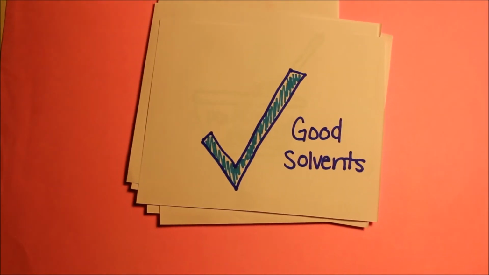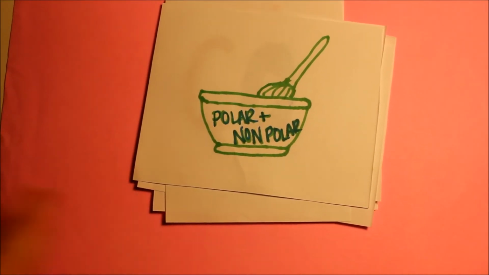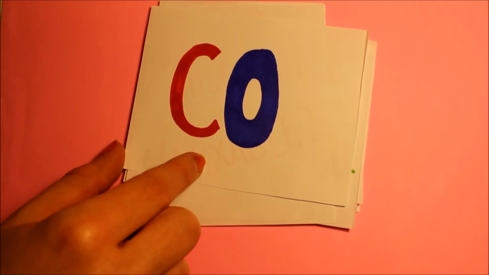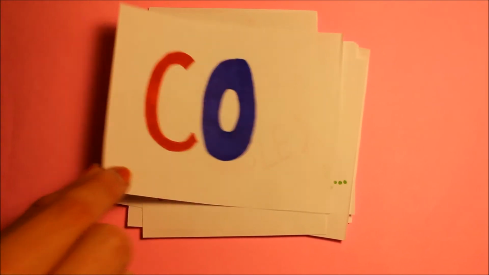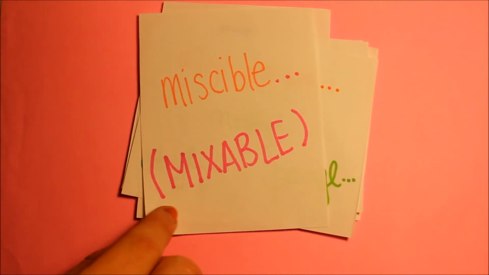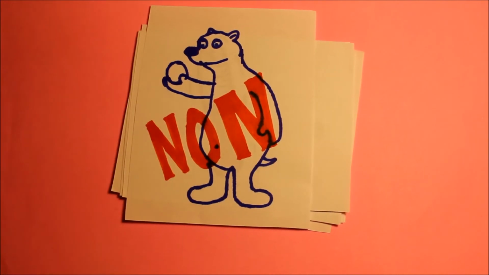Ethers are good solvents for organic reactions because they mix with polar and nonpolar substances. This is because their C-O bonds make them more polar than hydrocarbons, thus making them more miscible with polar substances. Meanwhile, their alkyl groups allow them to also mix with nonpolar groups.